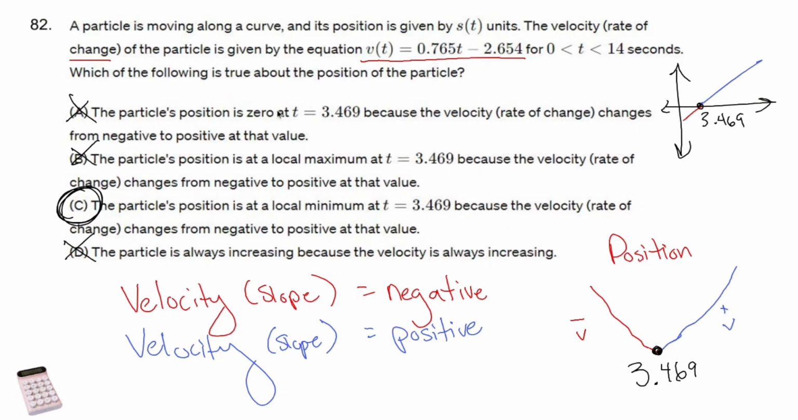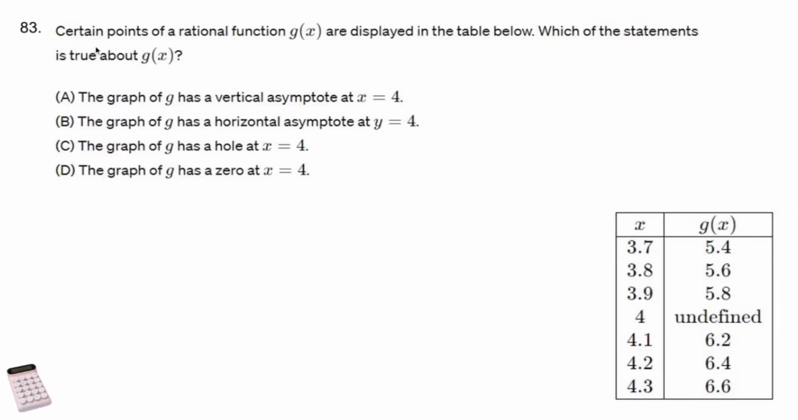But this problem mirrors a similar problem on the second AP Classroom practice test, whatever it's called. So I'm not just pulling this out of thin air. It's something that you could possibly see. So hope this helps. Certain points of a rational function g of x are displayed in the table below. Which of the statements is true about g of x?